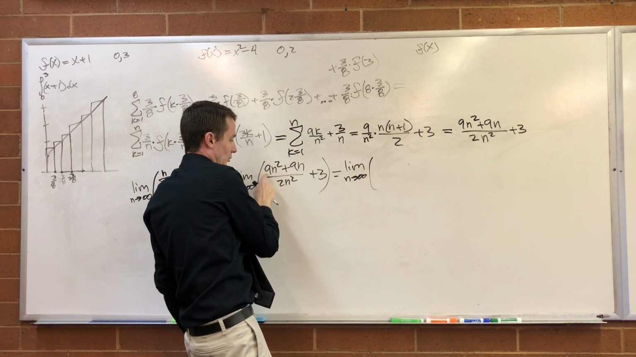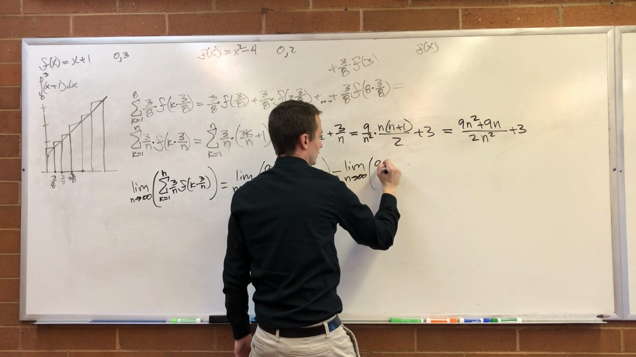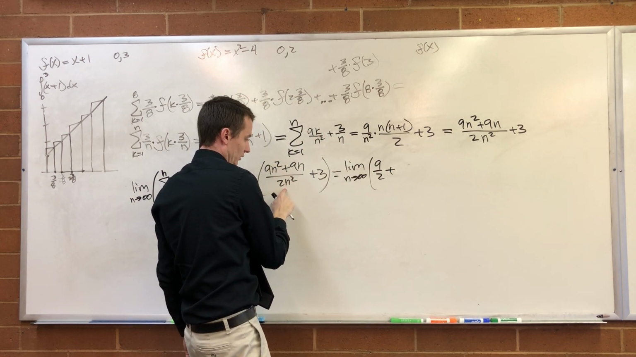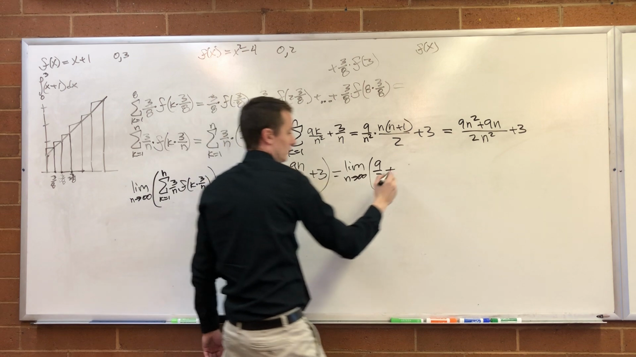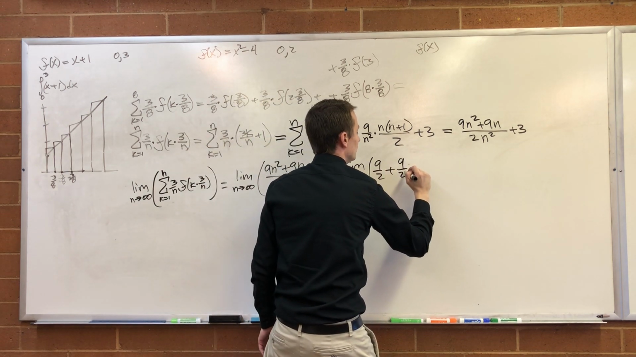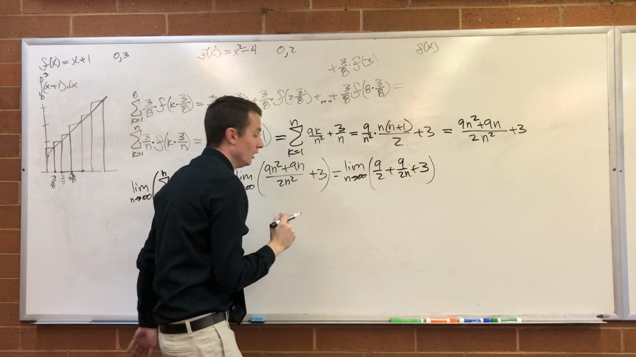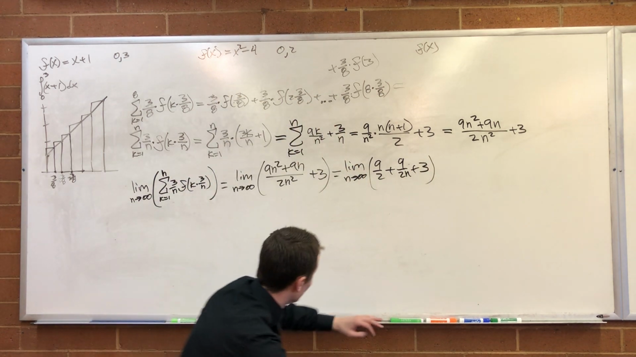So 9n squared over 2n squared is just going to be 9 over 2, plus 9n over 2n squared is going to be 9 over 2n, and then plus 3 is still going to be 3. You follow what I did there? Okay, now take the limit. What do we get?